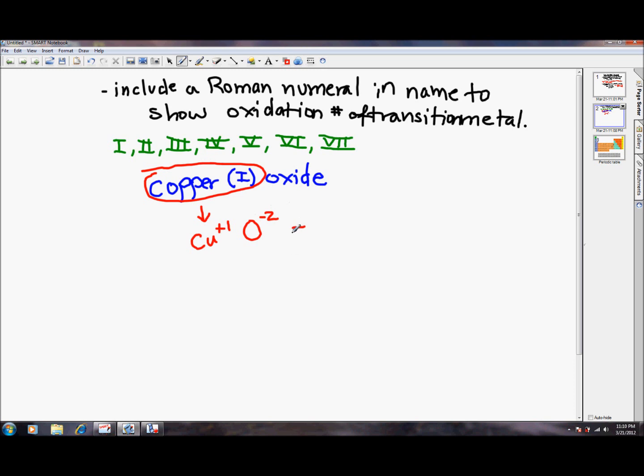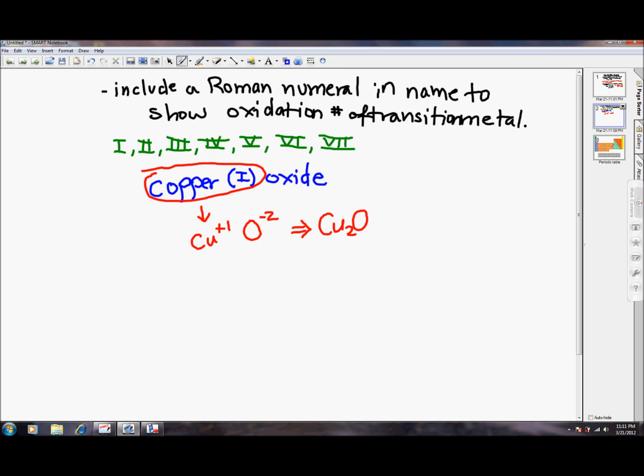So then, using what we learned from the last lesson, which is switching, this is sometimes called the crisscross method, we're going to say 1 and 2, so the formula is going to become Cu2O1. We just don't write the 1.